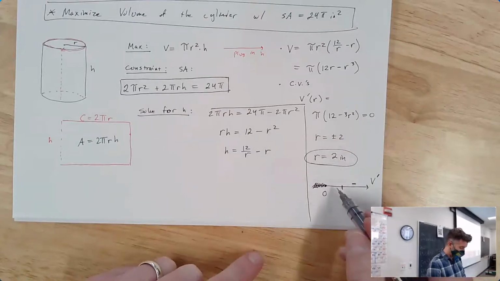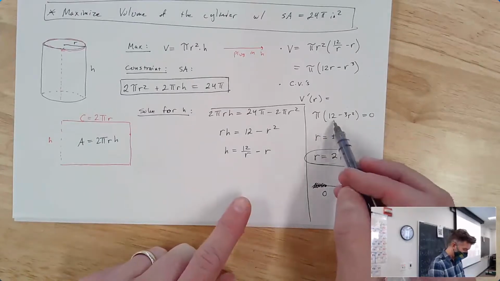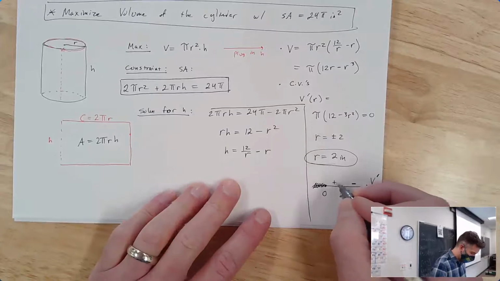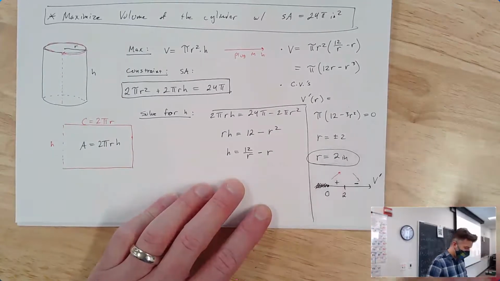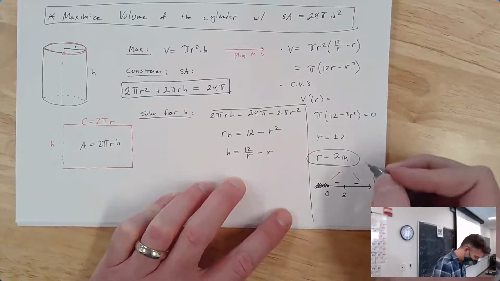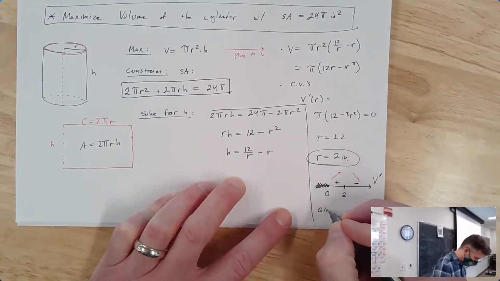So I'm going to plug in r equal to 1. Plug in 1, 12 minus 3 is 9, which is positive. So this function is increasing before 2, decreasing after 2. So r equals 2 inches does in fact give us a maximum.